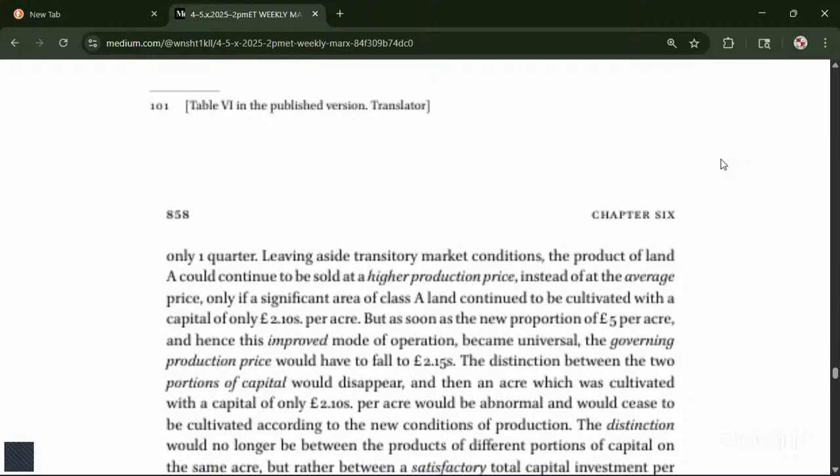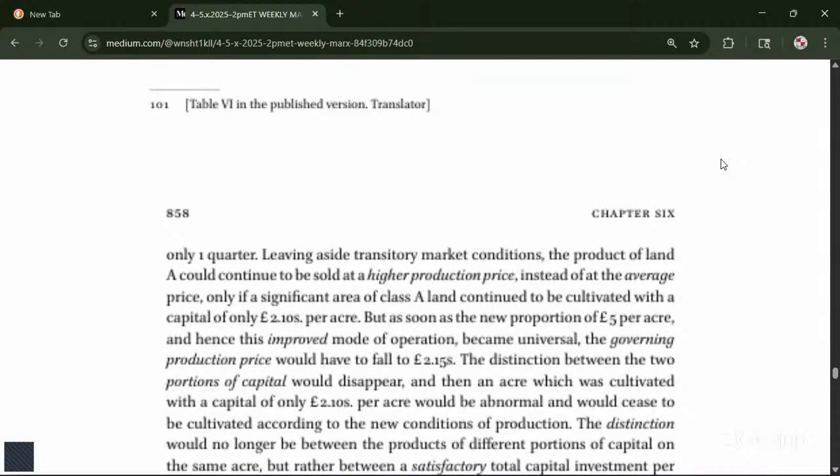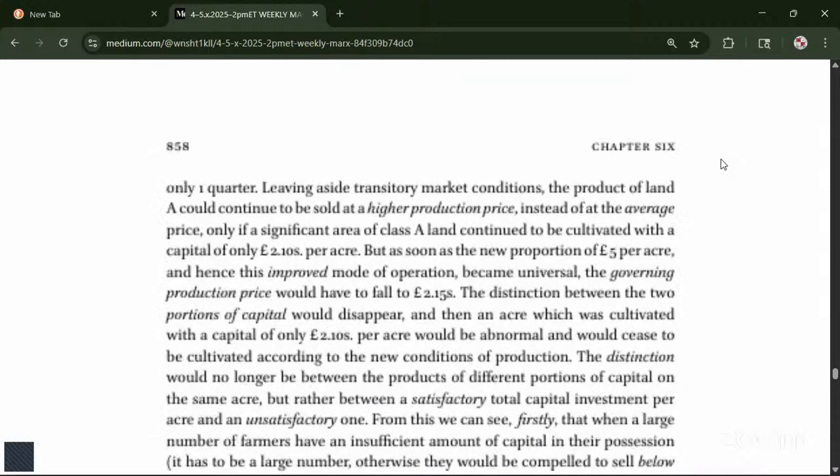The distinction between the two portions of capital would disappear, and then an acre which was cultivated with a capital of only £2 10 per acre would be abnormal and would cease to be cultivated according to the new conditions of production. The distinction would no longer be between the products of different portions of capital on the same acre, but rather between a satisfactory total capital investment per acre and an unsatisfactory one.